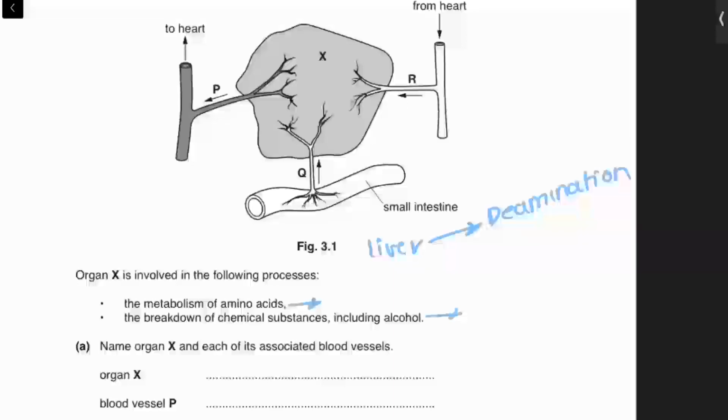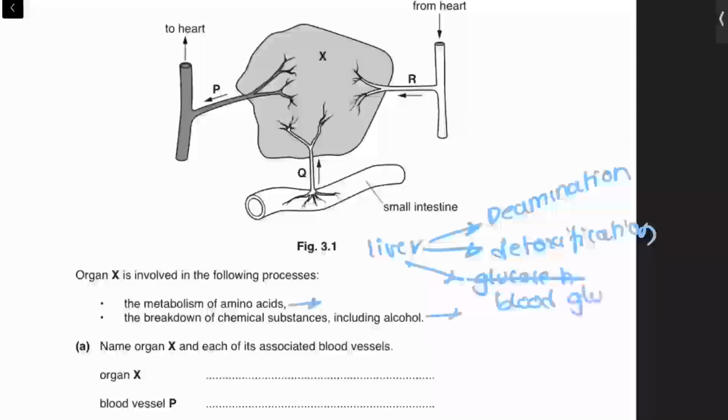Deamination. Do not say deamination of amino acids. Deamination, detoxification. It has a role in blood glucose homeostasis. That is, it controls blood glucose levels. How? It contains the glycogen stores. When the blood glucose levels are low, glycogen in the liver is broken down to release glucose into the blood. When the blood glucose levels are high, insulin is released, which converts glucose into glycogen, stored in the liver.